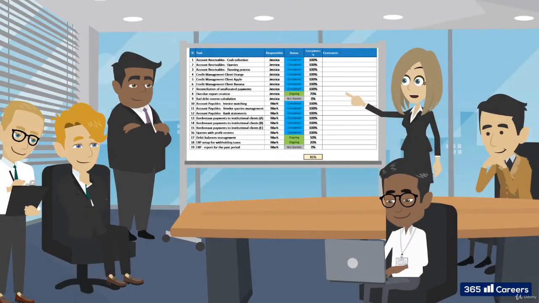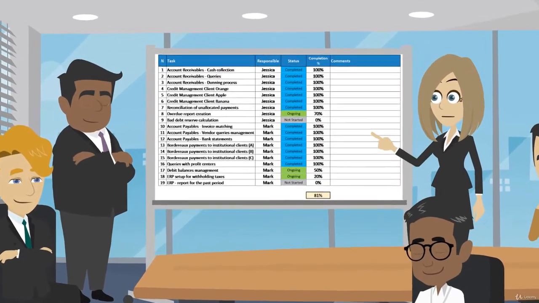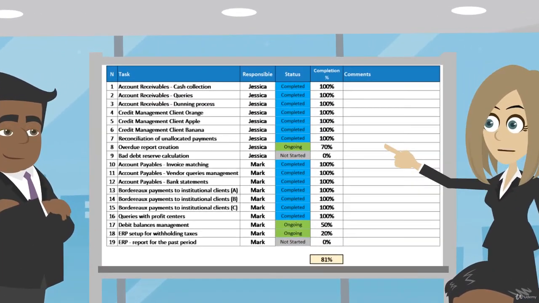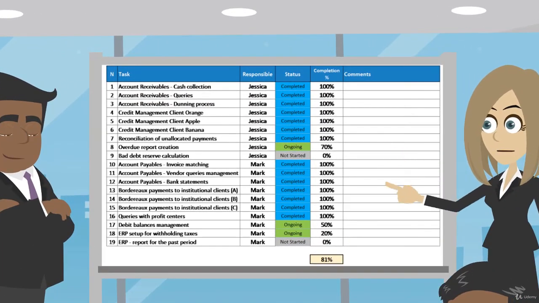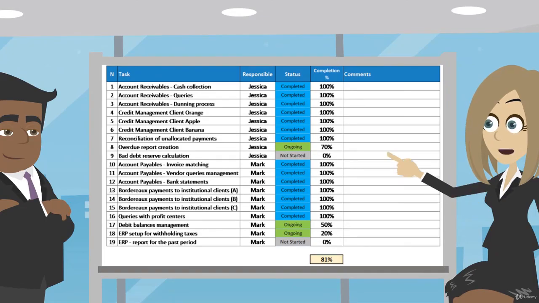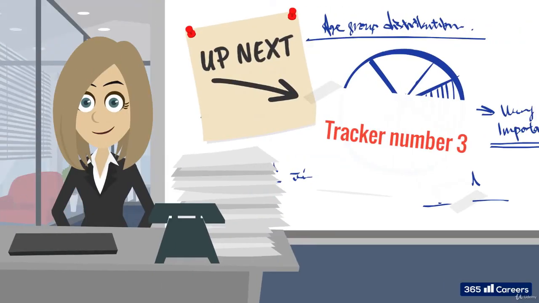Here we have our work tracker. With this document, the project manager and the team can keep control on all tasks, catch any delays in a timely manner, and monitor the work progress transparently. So useful. Let's continue with the final tracker template in Excel in the next video. See you there.